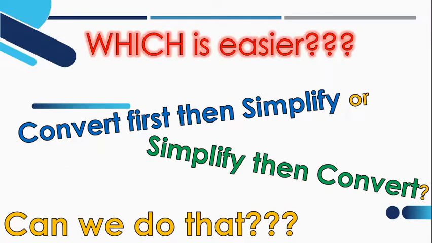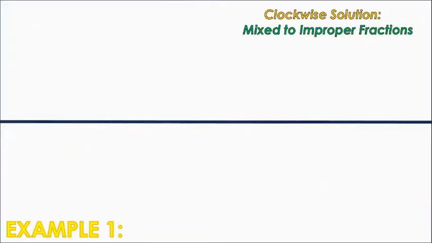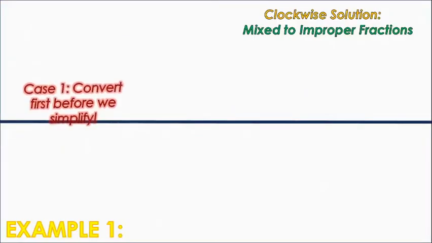Through the following example, we will be doing those two different cases from the same example so that we could answer those questions. We will be doing converting both mixed to improper and the other way around, improper to mixed. So let's start. First, converting mixed to improper fractions. I identify it using the different cases. Case 1, convert first before we simplify.